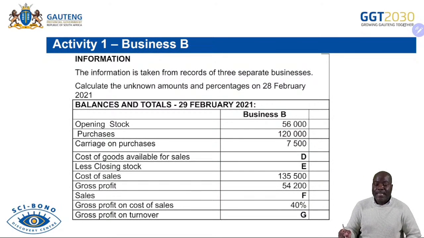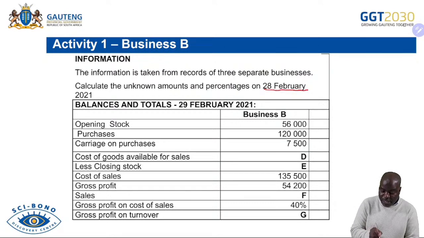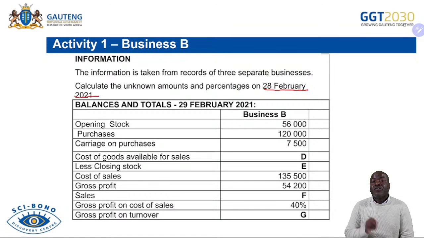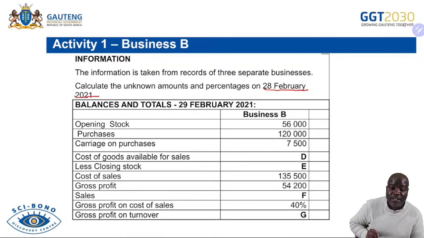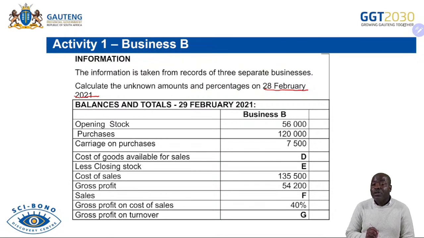Now let's get on to the second business. Remember, I told you from the beginning that our activity has got 3 businesses. Business A, business B, and business C. And as a point of departure, always remember to look at the financial year end, because that speaks to how you're going to do your calculations. For instance, if you were to figure out what your closing stock is, in most questions, it will be shown by the date in bracket. And if you do not know the financial year end, you may misplace your closing stock as well as your opening stock.